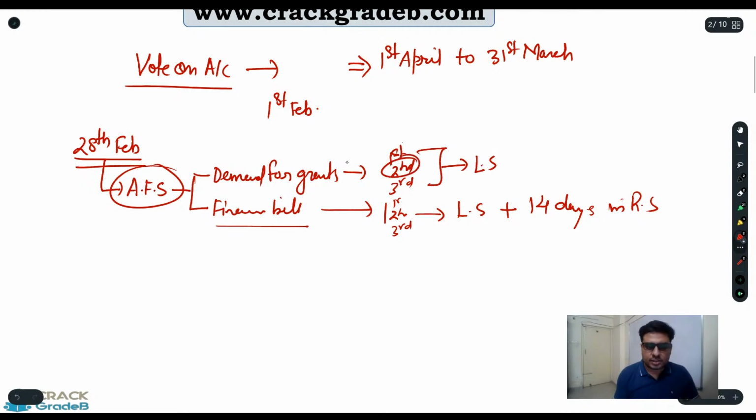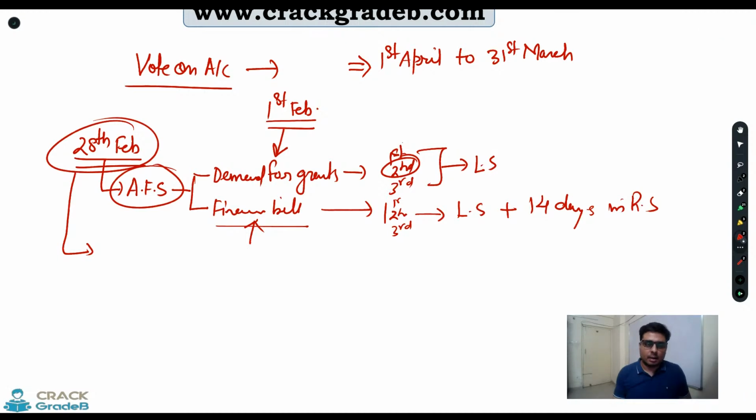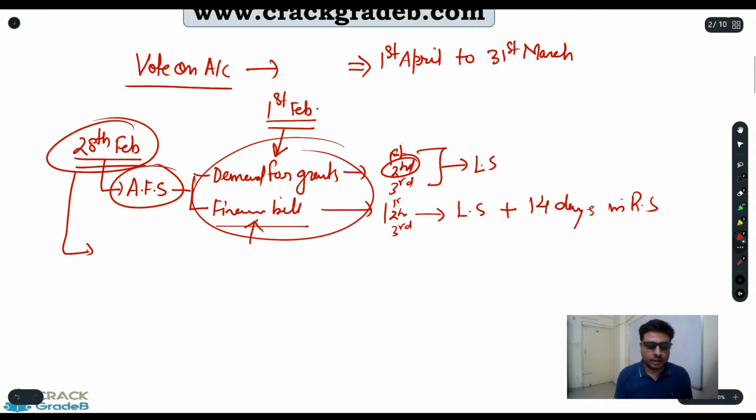But to go for discussion and voting, members of parliament need time. They need some time so that they can prepare for the debate, discussion and voting. So after presenting the budget, you must give some time, first for demand for grants, then for the finance bill. So when it was presented on 28th of February, the entire budget, meaning demand for grants and finance bill, was generally passed by July of that particular financial year.